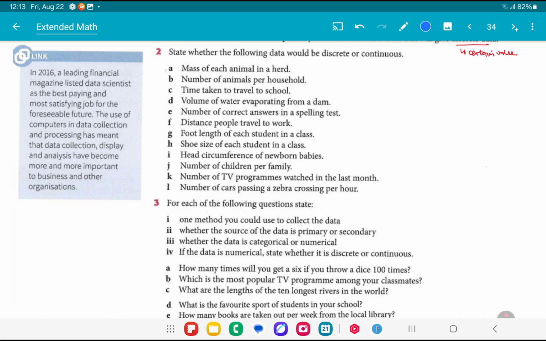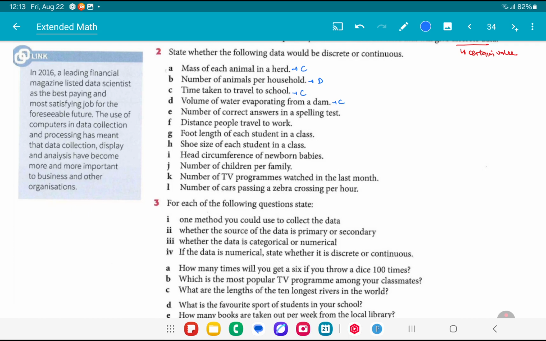For question A, mass of each animal in a herd. So the mass will be given in an interval. So this one is continuous. Number of animals per household, it will give a certain number. So this one is discrete data. Time taken to travel to school, the answer will be given as interval. So this one is continuous. Volume of water evaporating from a dam. So this one is also continuous.